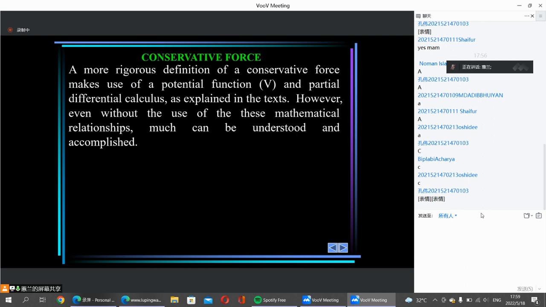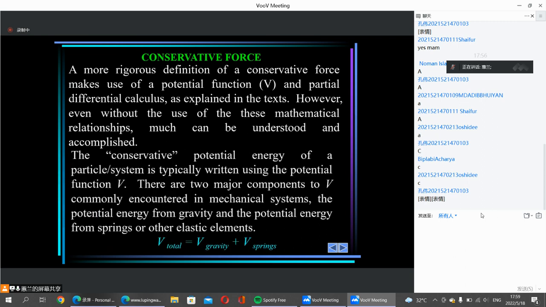Sure, we will have a more rigorous definition of a conservative force in terms of mathematics, but we don't need to study the exact mathematical definition of a conservative force. Here for us, we just know the conservative forces we have learned. One is gravity force or the weight. We know the weight is independent of its path.